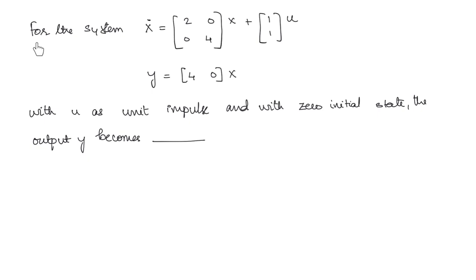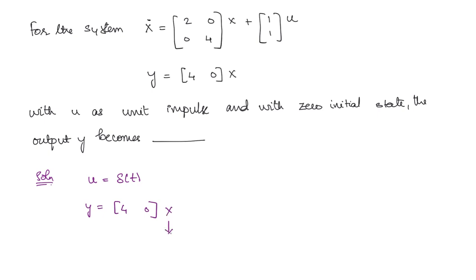The next question: for the system x dot equal to Ax plus Bu, A and B are given, and y is equal to Cx. With u as a unit impulse and with zero initial state, the output y becomes what? So what additional information is given? u is a unit impulse function, and the initial conditions are 0. Now y is equal to [4, 0] into x.